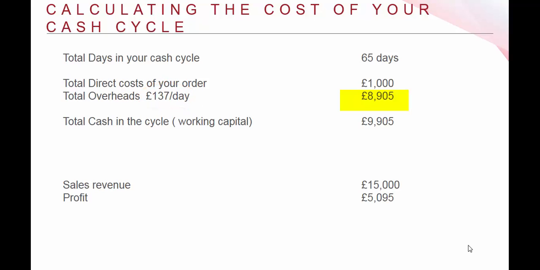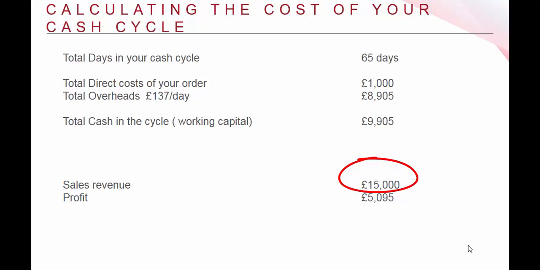So adding those two figures together, the direct costs and the overheads, says that the total cash in the cycle for this order is £9,905. This business requires nearly £10,000 spare or in reserves in order to complete this order before it can then invoice the customer and collect the cash in the bank.